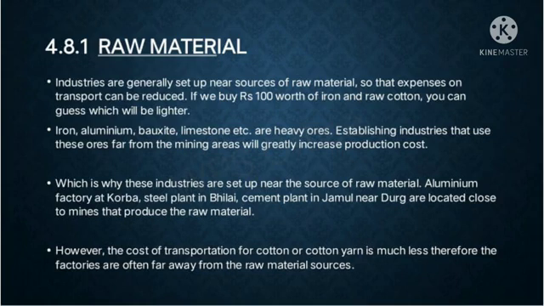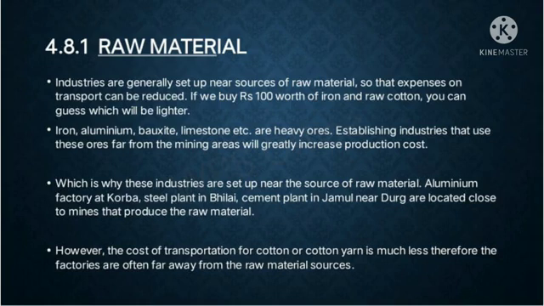Our next topic is raw material. Industries are generally set up near sources of raw material so that expenses on transport can be reduced. If we buy rupees 100 worth of iron and raw cotton, you can guess which will be lighter. Iron, aluminium, bauxite, limestone, etc. are heavy ores. Establishing industries that use these ores far from the mining areas will greatly increase production cost, which is why these industries are set up near the source of raw material.